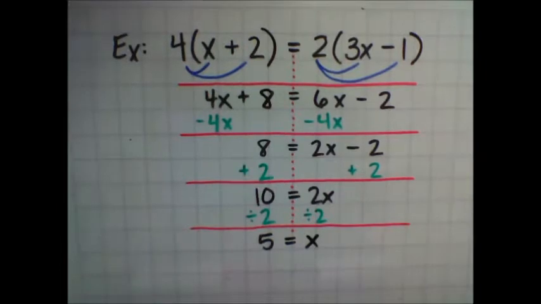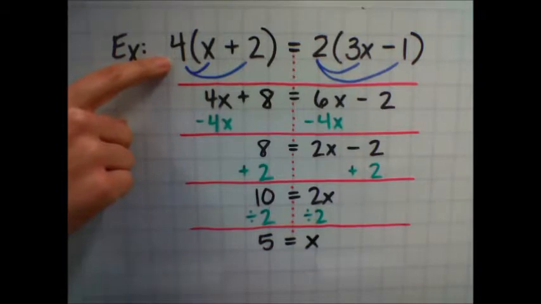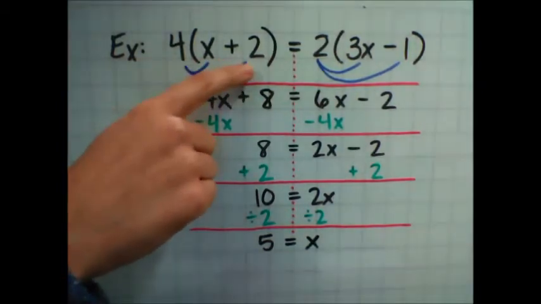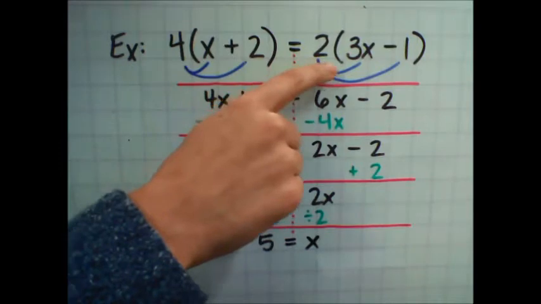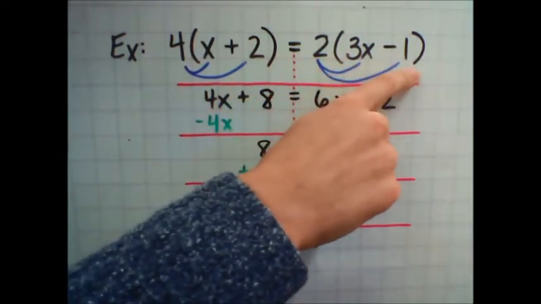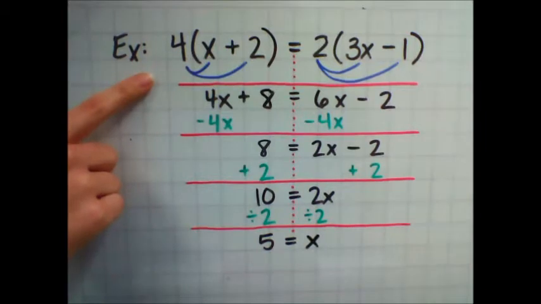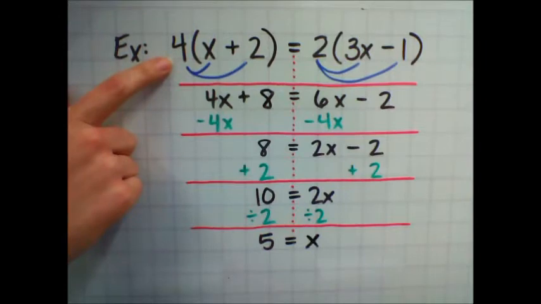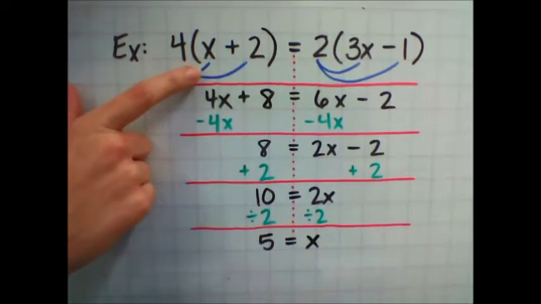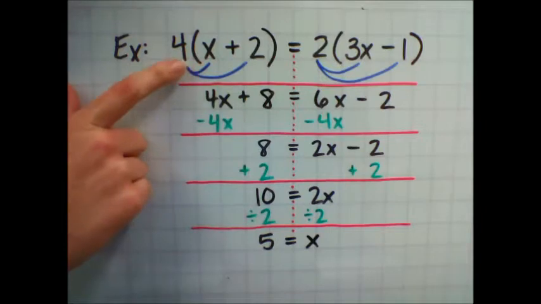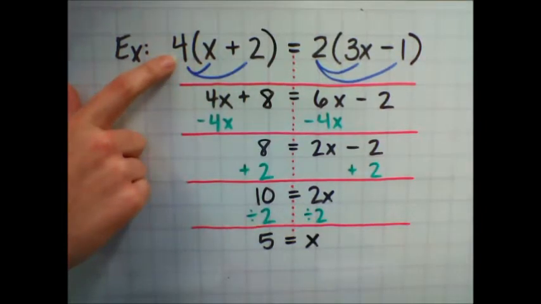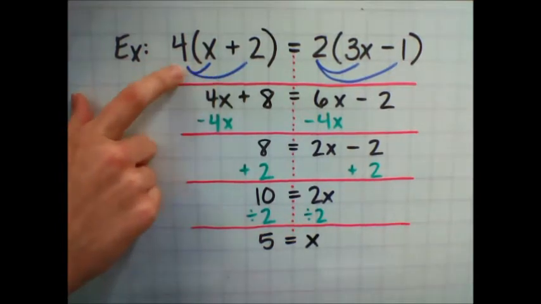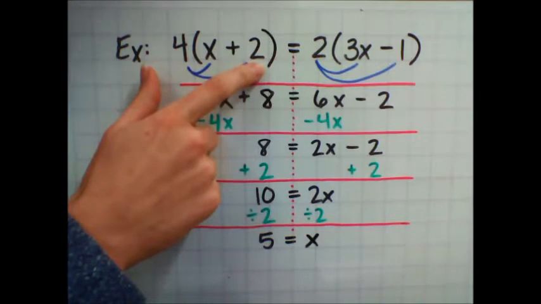This is the last and longest example I have. 4 times the quantity x plus 2 equals 2 times the quantity 3x minus 1. Step 1. Simplify. I need to simplify here. Whenever I see a number in front of a set of parentheses, I need to distribute that number in front. Distribute means that I multiply it to each term in the parentheses.